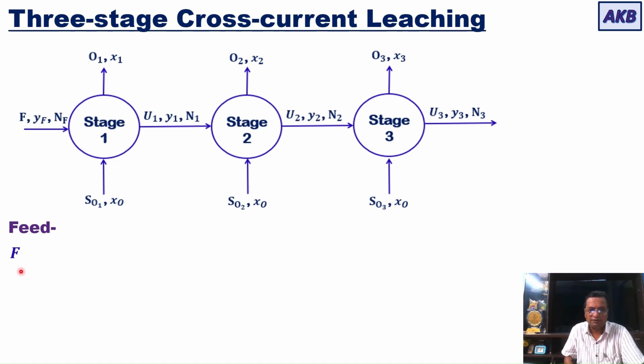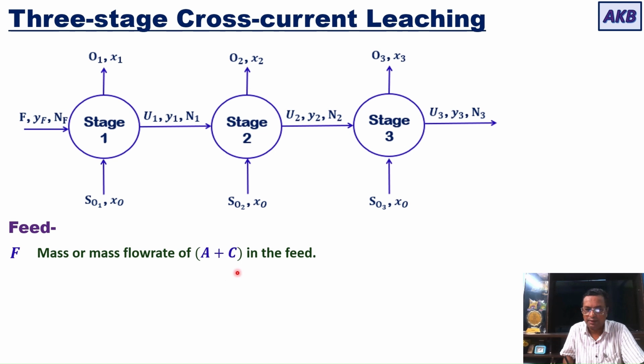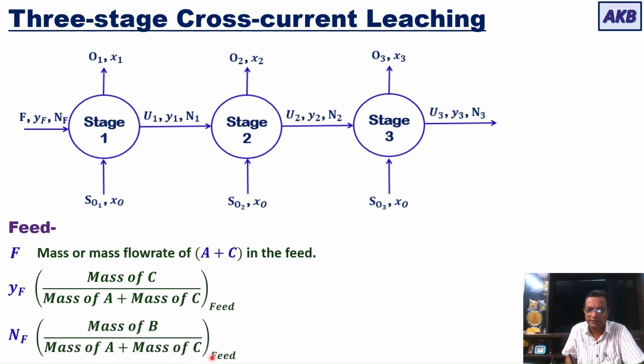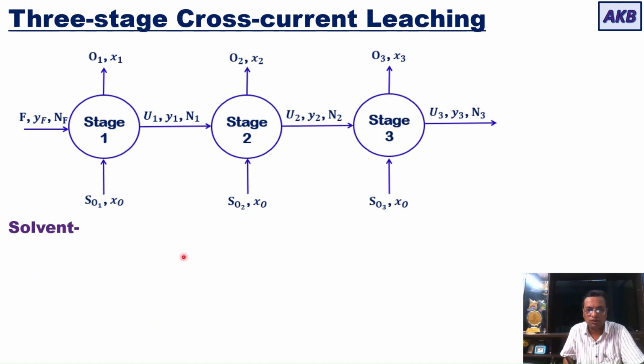For feed, I have used F, and F represents mass or mass flow rate of A plus C in the feed. Mass if it is a batch operation, mass flow rate if it is a continuous operation. YF represents mass of C divided by mass of A plus mass of C in the feed. And NF represents mass of B divided by mass of A plus mass of C in the feed. So YF is actually weight fraction of C on a B-free basis, and NF is weight fraction of B on a B-free basis. Then you have the solvent stream.